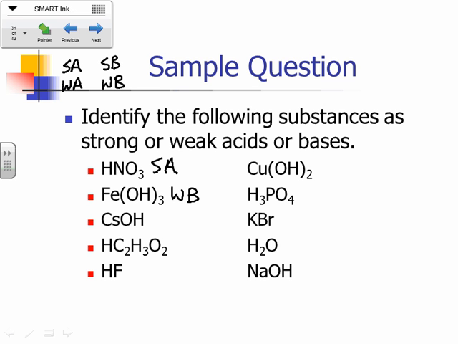CsOH. That's a base, definitely, because of the OH, right? Now, okay, how do we know if it's a strong base? Do you remember? If it's something in column 1 or column 2, except for the Be and the Mg, those are the 2 exceptions, okay? But Cs is in the first column, right? So that combined with OH, that's definitely a strong base.